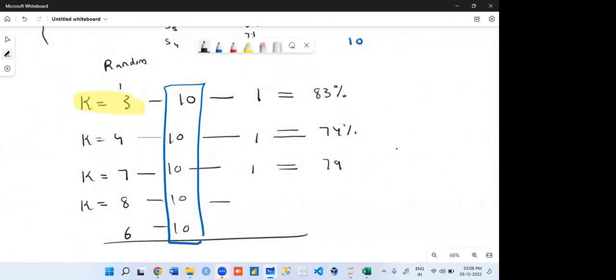Let me write the header. K taken as random. This is your K fold. And this is your selection model. And the same model's accuracy. So K is 3, it will run 10 times, and 1 will be selected.